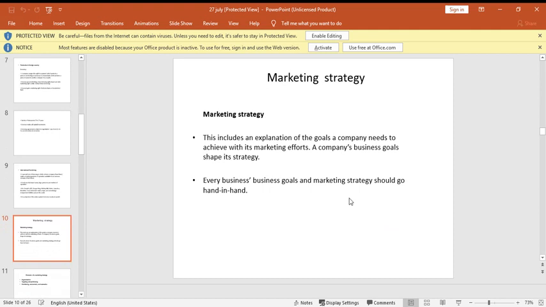Then what we have next is marketing strategy. This includes an explanation of the goals a company needs to achieve with its marketing efforts. A company's business goals shape its strategy. Every business goal and marketing strategy should go hand in hand.